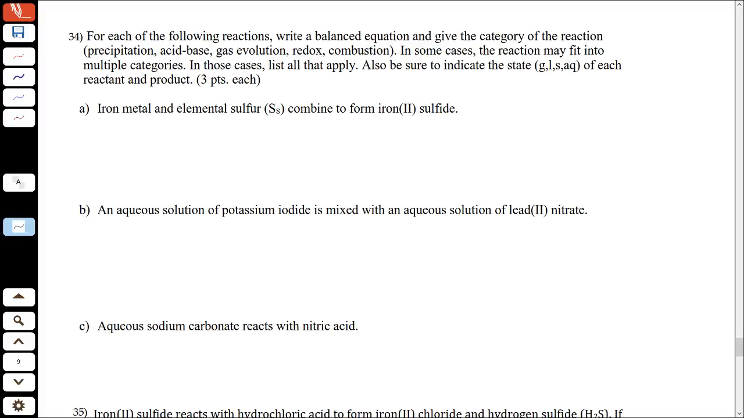All right, balanced equations. And what are they? Iron metal and sulfur make iron(II) sulfide. Okay, that's the balanced equation. You're reacting two solids to form another solid. In this case, the best description of it is redox, because you have two zero oxidation state elements combining to become a +2 and -2 oxidation state. So that's the best description here. It's not really a precipitate reaction in this case.